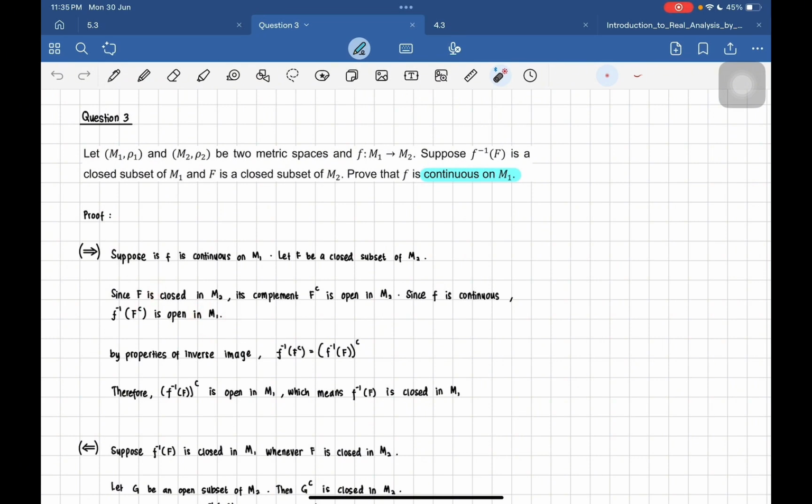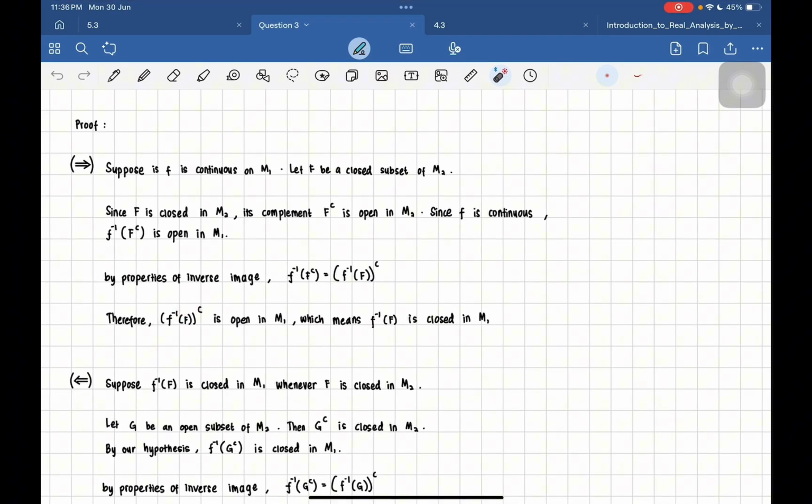Since F is closed in M2, its complement, F^C, is open in M2. Since the function is continuous, the inverse image of F^C is open in M1. By properties of inverse image, the inverse of F^C is equal to the complement of the inverse of F. Therefore, the complement of the inverse of F is open in M1, which means the inverse of F is closed in M1.